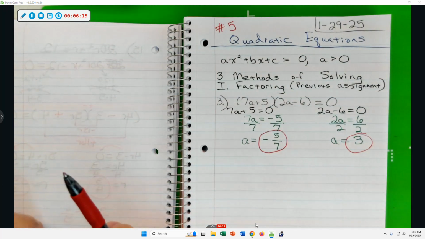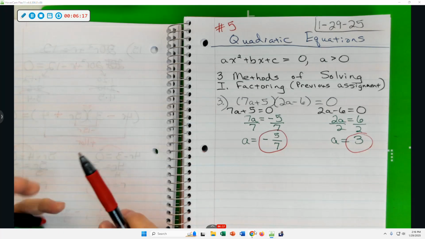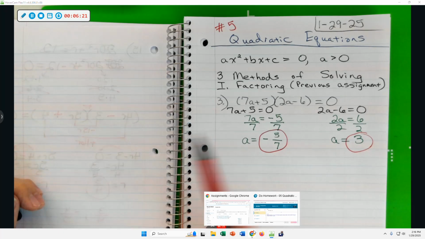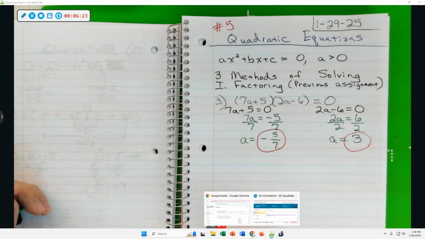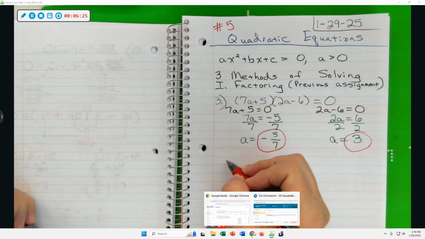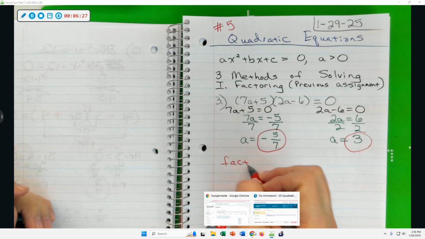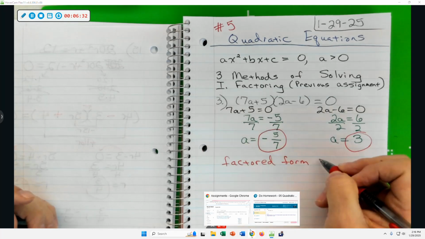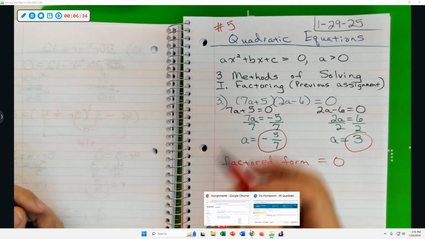If the equation's already written as a product, if it's already in the form factored form equals 0, then great. Set the factors equal to 0 and solve. But you need factored form. And factored form has the 2 parentheses, equals 0. That's what you need.